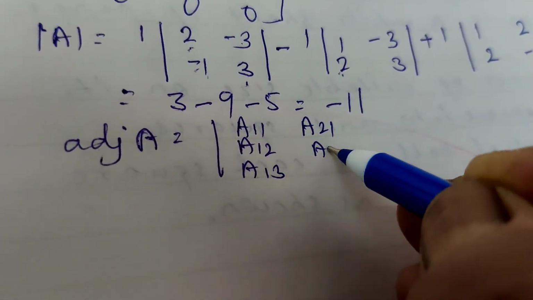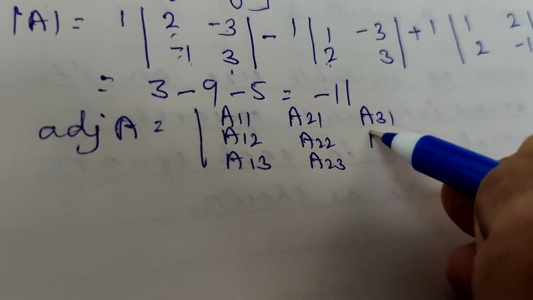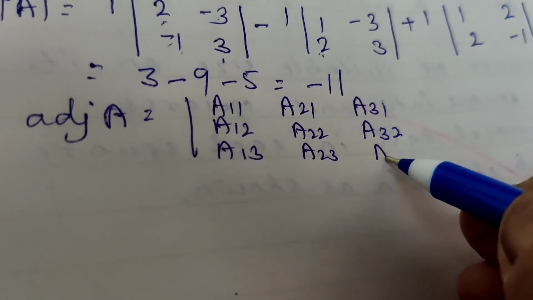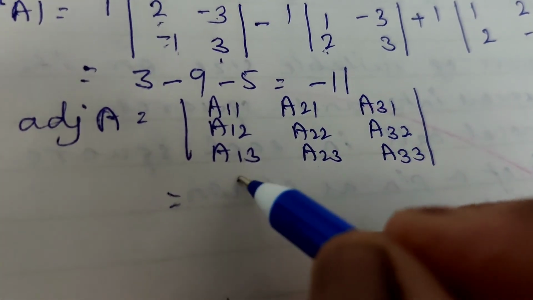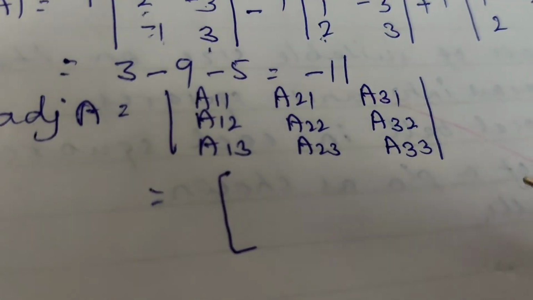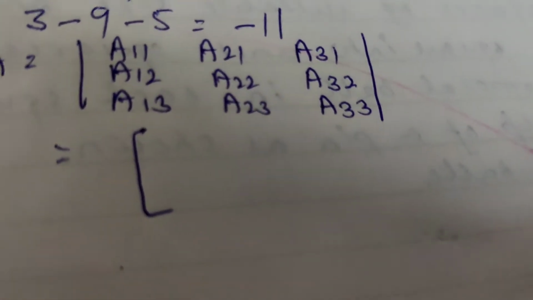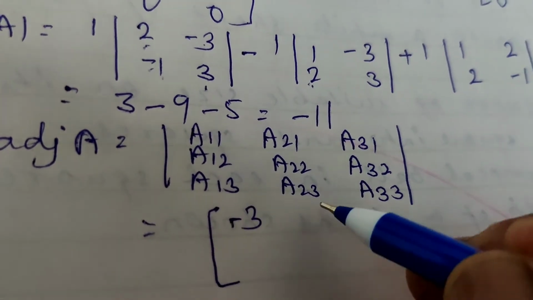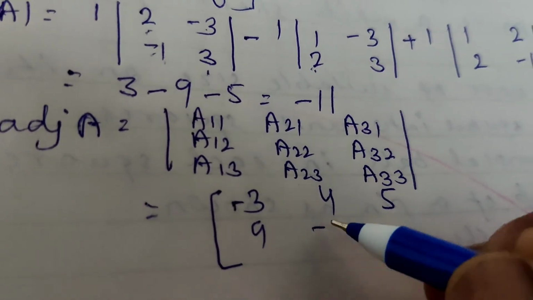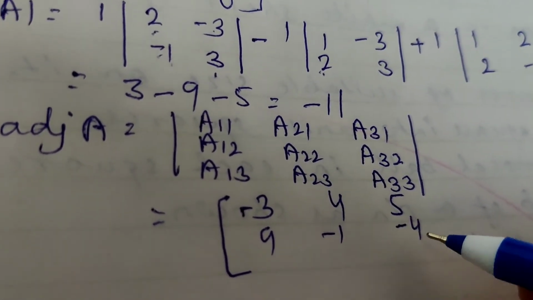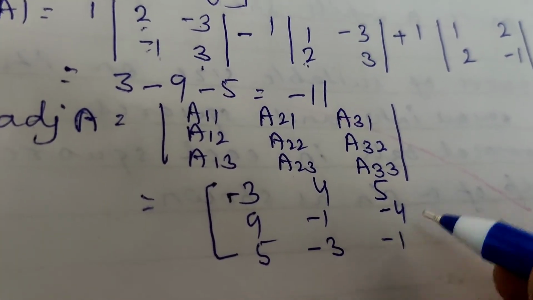A21, A22, A23 and A31, cofactors A32 and A33. You will solve and find the values of A11, this 3, minus 3, 4, 5 and 9, minus 1, minus 4, 5, minus 3, minus 1.